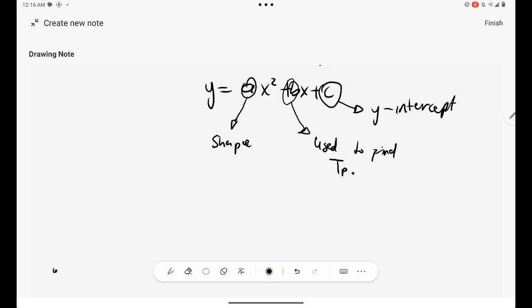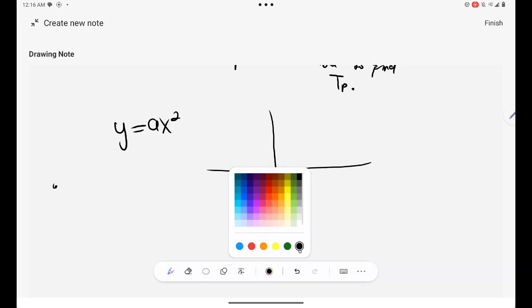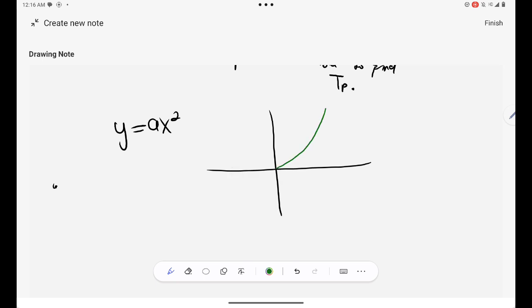Okay, firstly I want us to focus on a simple function, the basic of them all. We have y is equal to x squared. It's ax squared like this. Together, this kind of graph can be like this, or the graph can face downwards.